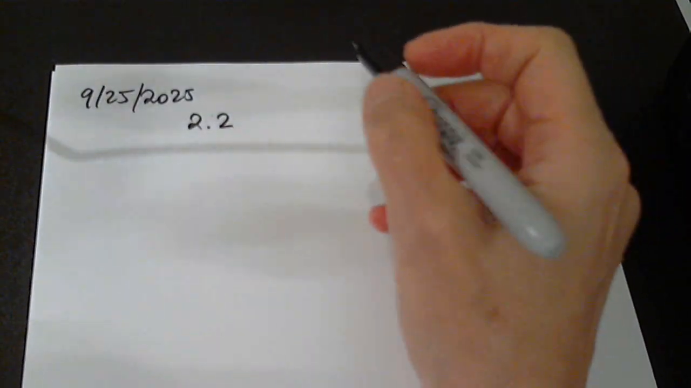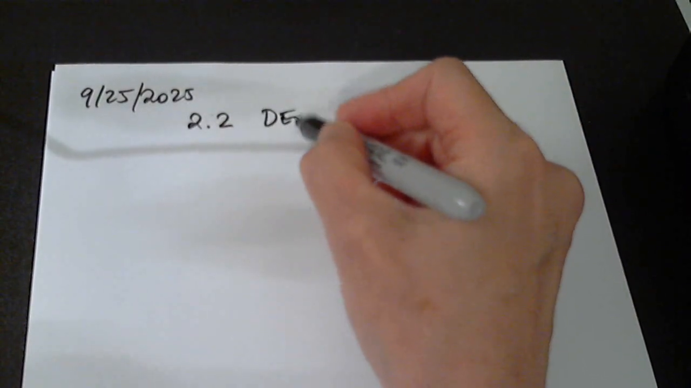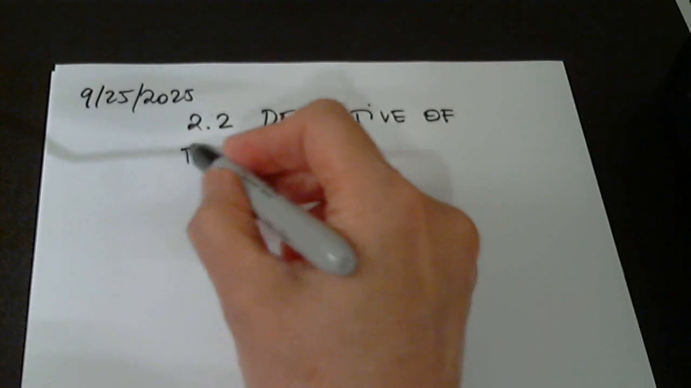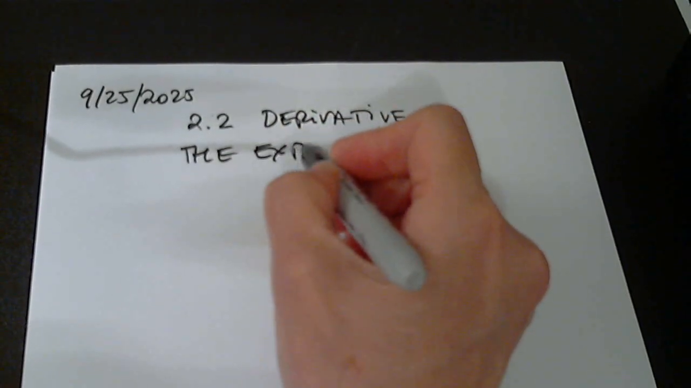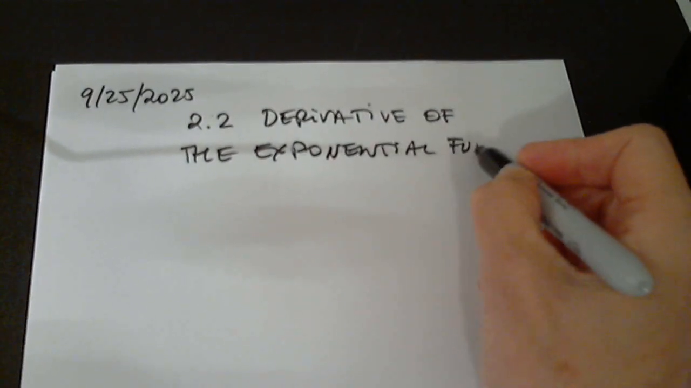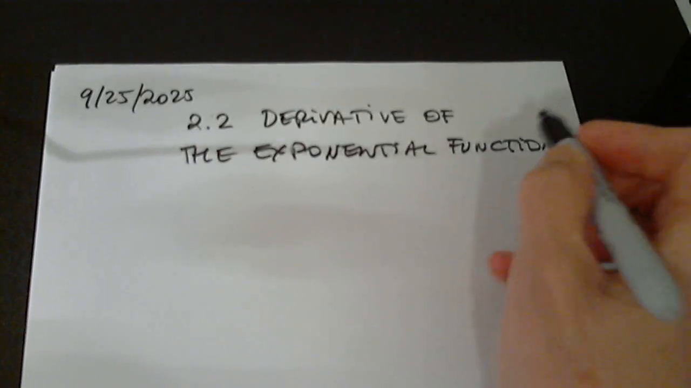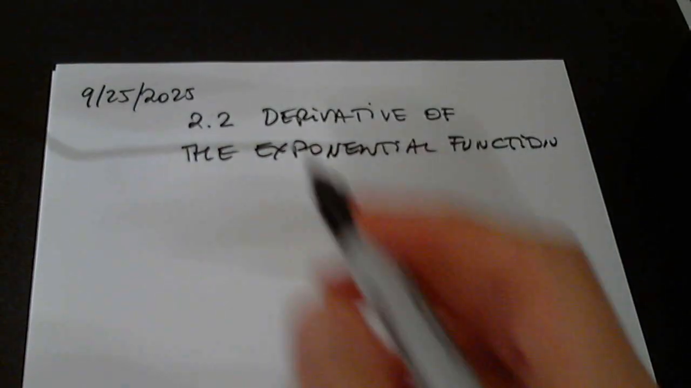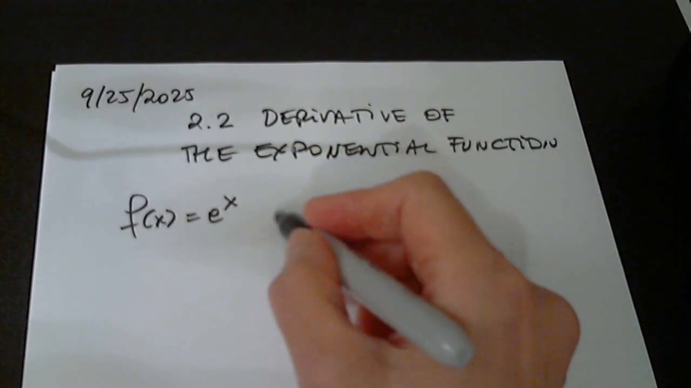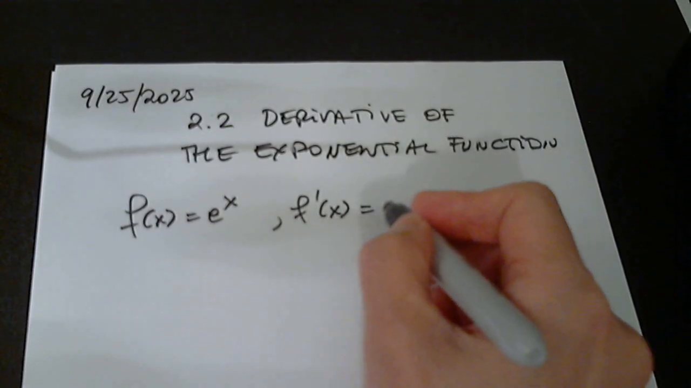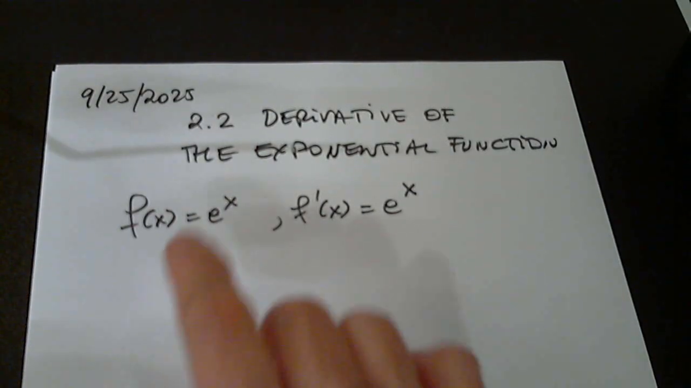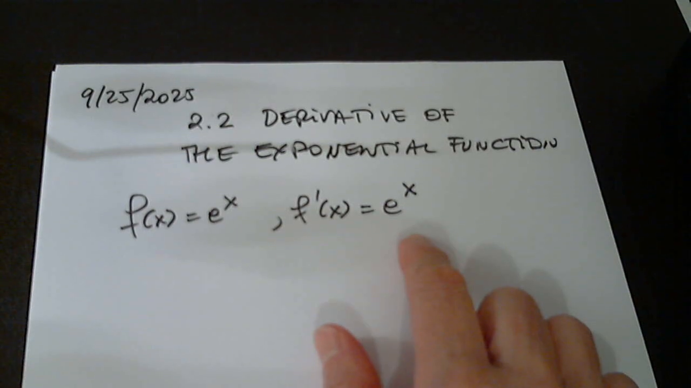Section 2.2 deals with the derivative of the exponential function. Very simple. This is the simplest possible function when it comes to its derivative. Its derivative is e to the x. So the derivative of e to the x is e to the x.